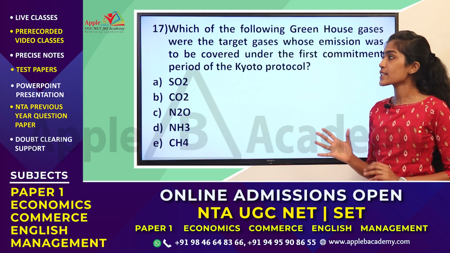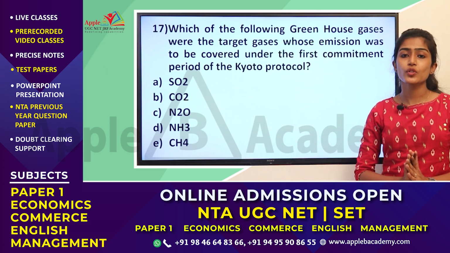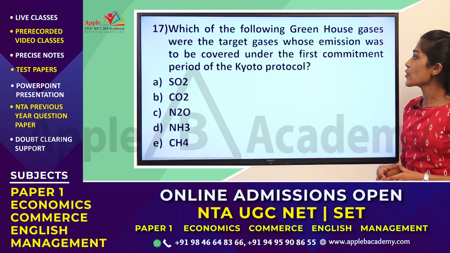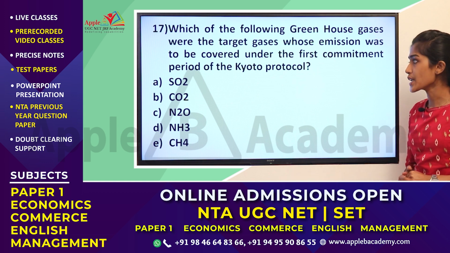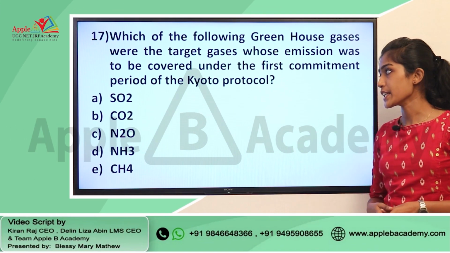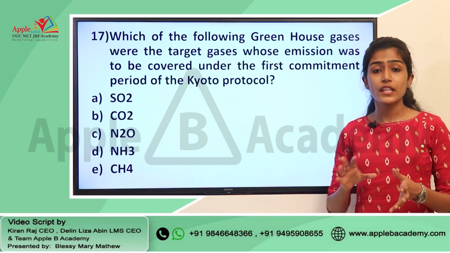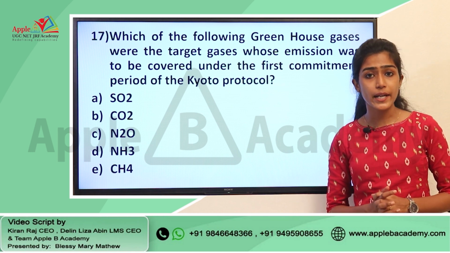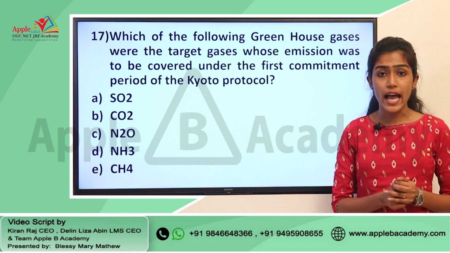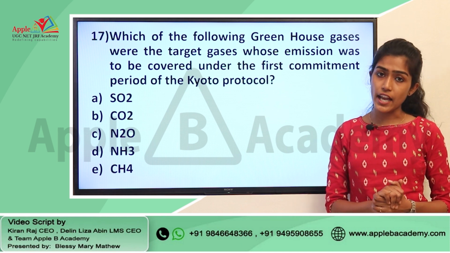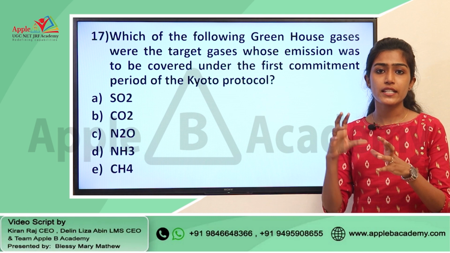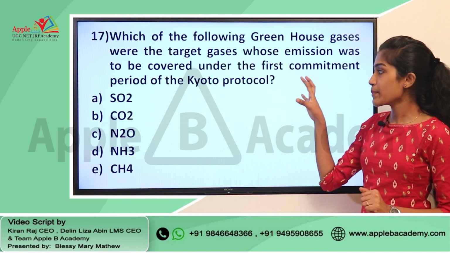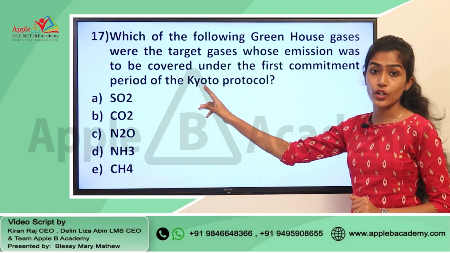So, now we are moving to the next question, and this question was asked from the module people development and environment, and the question goes like this. Which of the following greenhouse gases were the target gases whose emission was to be covered under the first commitment period of the Kyoto Protocol? So, these different agreements or different conventions and protocols that are associated with the environment are one of the most important areas that we have to learn under the module people development and environment. So, this particular question is from those important protocols and agreements that are associated with the environment, and particularly this is from the Kyoto protocol.